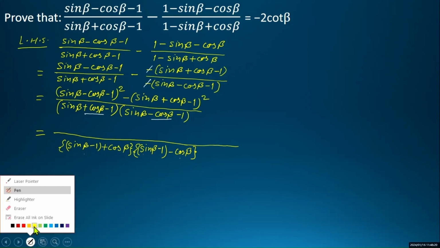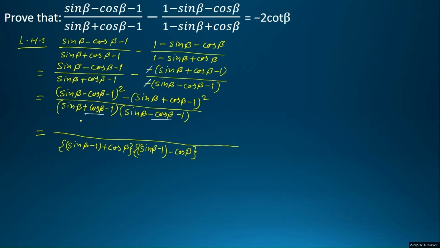But now let's see the numerator. In the numerator, here is sin beta minus cos beta minus 1 whole square. It is in the form of a minus b minus c whole square. Let's see the formula. a minus b minus c whole square is equal to, as in the previous video where I explained a plus b plus c whole square. Now here all of these three numbers are positive only.